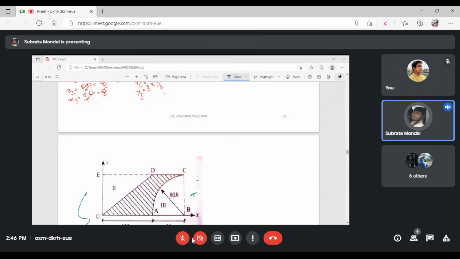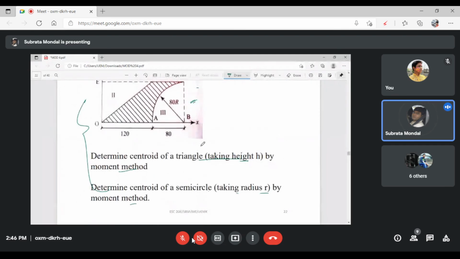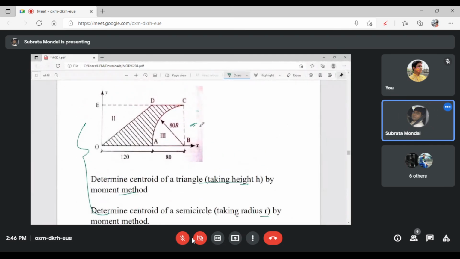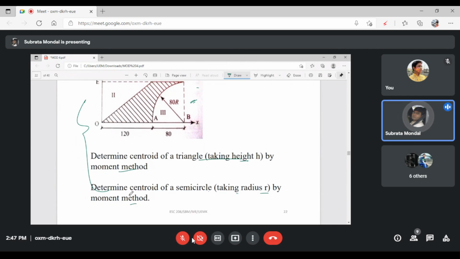So that three parts, all of you should try to solve. Number one, please draw this figure. There is a rectangle having length 120 plus 80. There is a quarter circle having radius 80, and there is a triangle having one side 80, other side 120. Simple. Determine the center of a triangle by taking h by moment method. Determine the center of a semicircle by taking r by moment method.